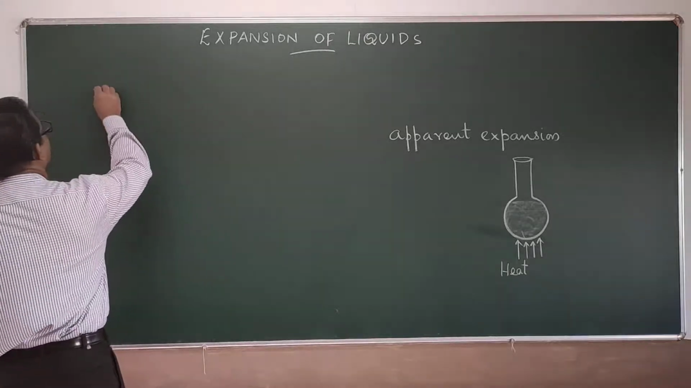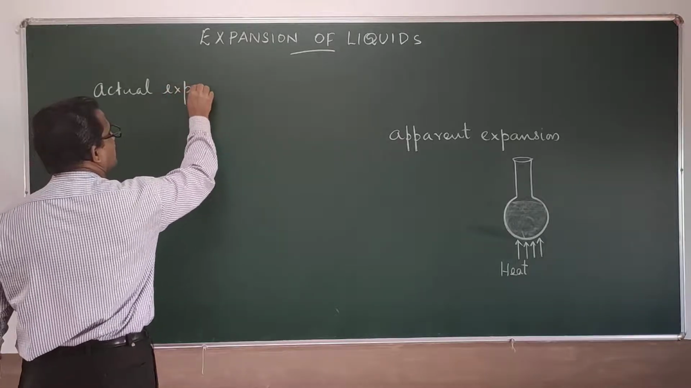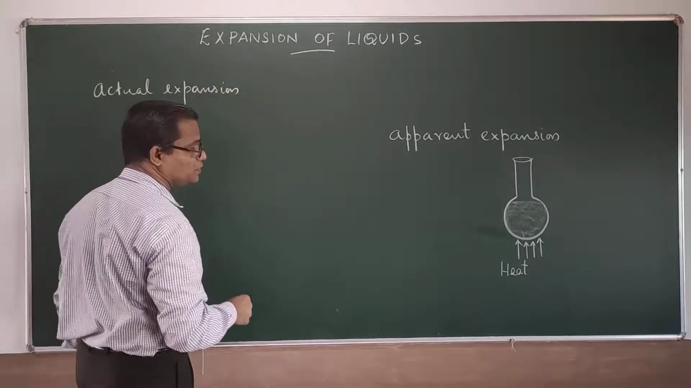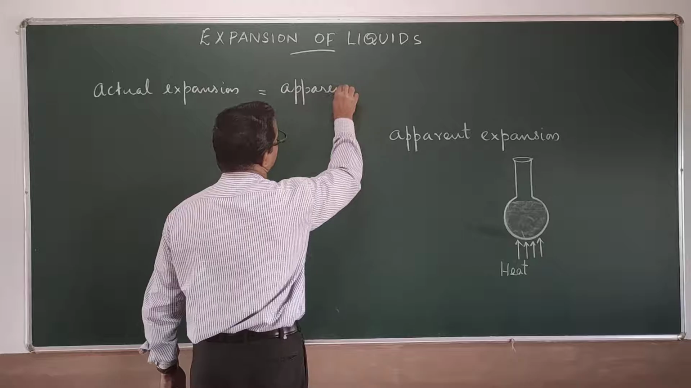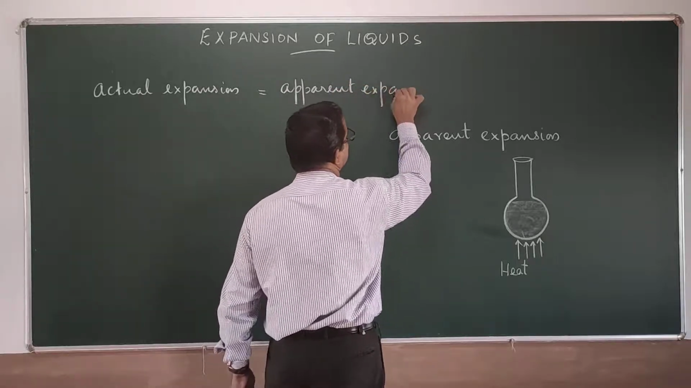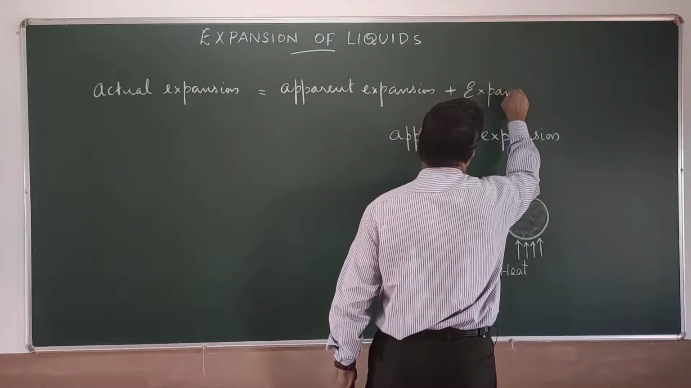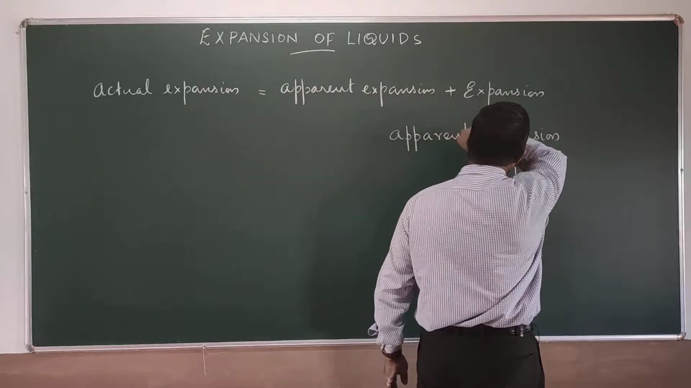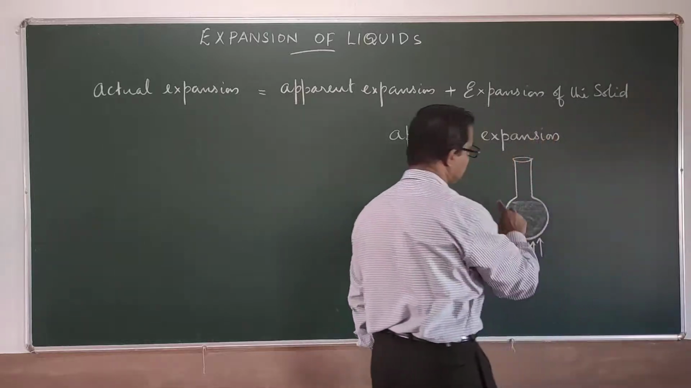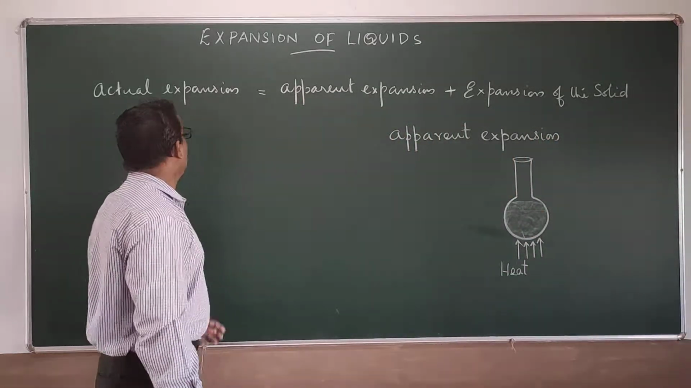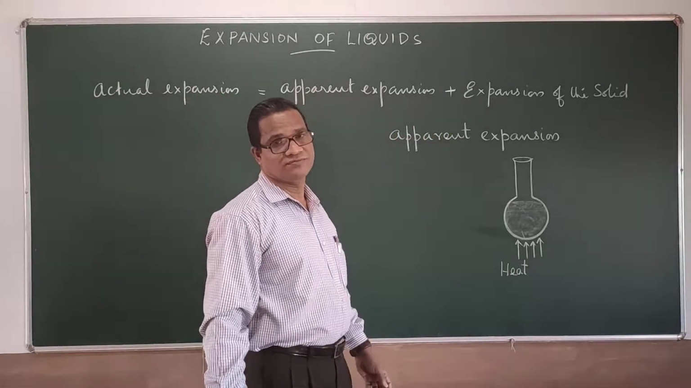So you can see that actual expansion of the liquid will be equal to apparent expansion plus expansion of the solid. That is the vessel. So this is the actual expansion or real expansion of the liquid, apparent expansion plus expansion of the solid.